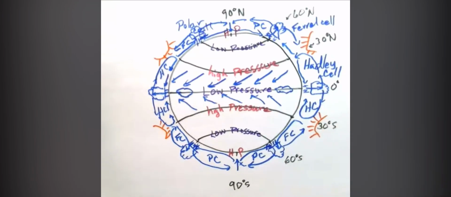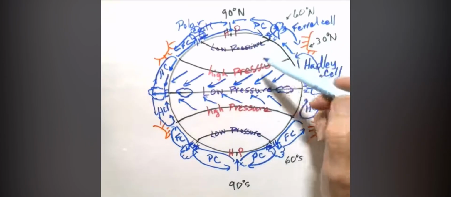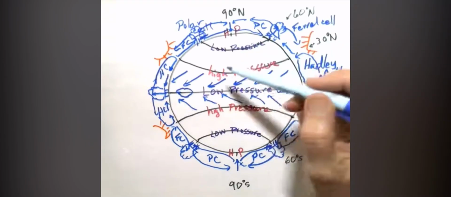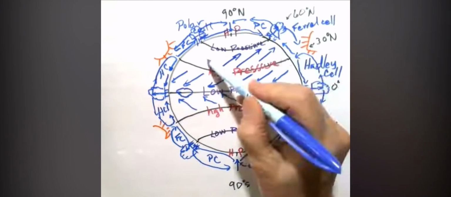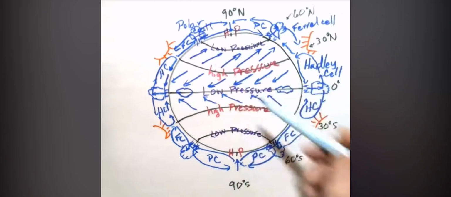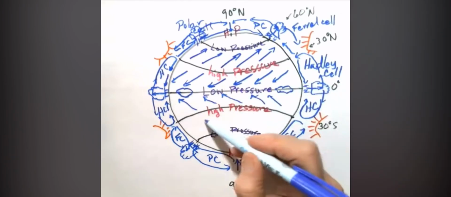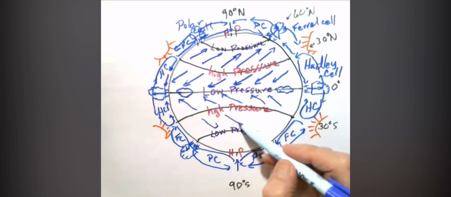Okay, we need some more winds. Let's get some winds going between this high pressure and this low pressure. From high to low, turning to the right. Right-hand turn. Again, draw your arrows straight rather than curved, just to make sure that you don't end up taking them off in the wrong direction.